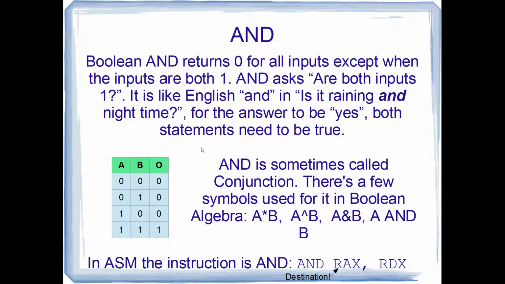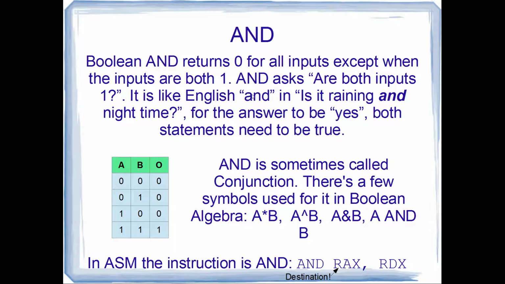Okay, so moving on to the Boolean operations. We'll look at the Boolean operations in general first, and then at how they're implemented in assembly. The first one is Boolean AND. This returns 0 for all inputs except when both inputs are 1. So it's pretty much the same as asking, are both inputs 1? It'll give you a 1 if the answer is yes, or a 0 if the answer is no.